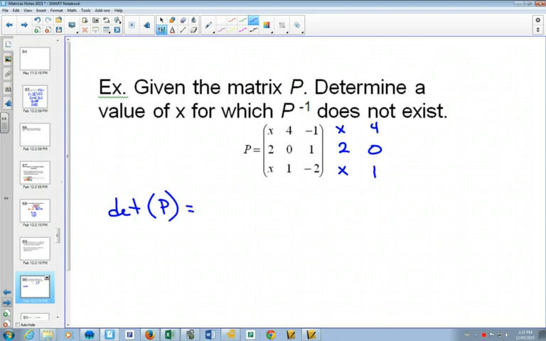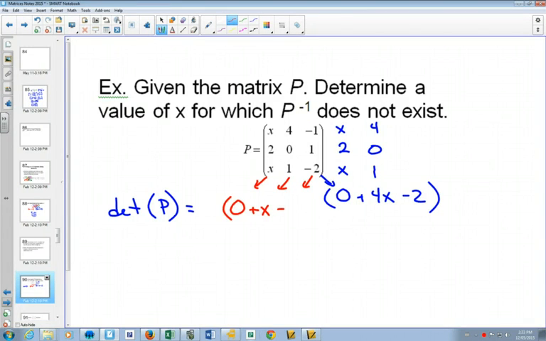well, again, we're going to do our diagonals. This diagonal here will be 0. This diagonal will be plus 4x plus a negative 2. Our diagonals this way, this will be 0 plus x minus 16.